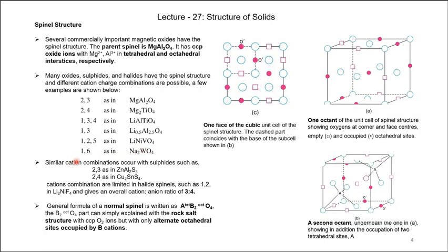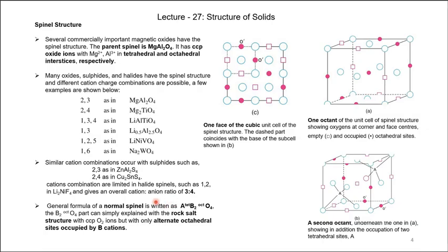We can also see a few examples of the sulfides here: zinc aluminum sulfide, where you can see the oxidation state of zinc is 2 and aluminum is 3. We can take another example, copper tin sulfide, and these are also spinel structures, with copper 2 and tin 4 oxidation states. So in cation combination, there are limited halide spinels. This is a halide spinel, lithium nickel fluoride, and there you can see the cation to anion ratio is 3:4.